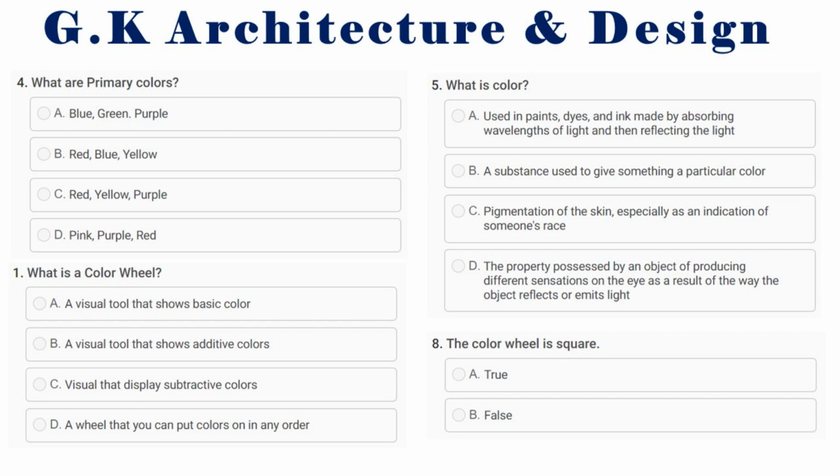So now talking about GK architecture and design, if we consider any topic, let's consider color theory for now. You can see the questions related to it on the screen. So they can ask you in many different manners. So you have to prepare yourself for each and every aspect of question that can be asked.